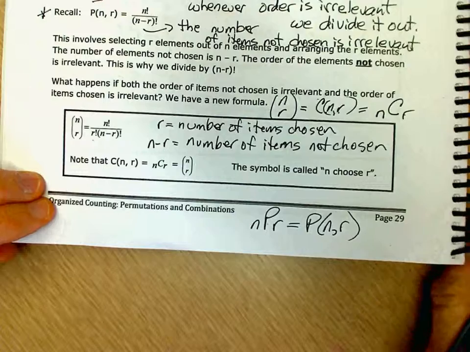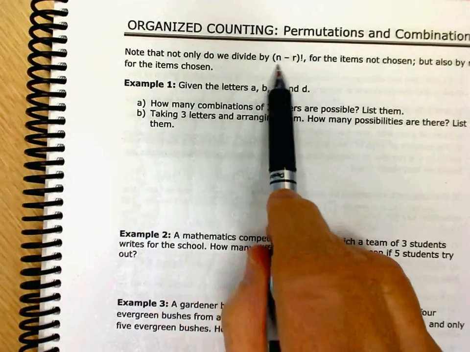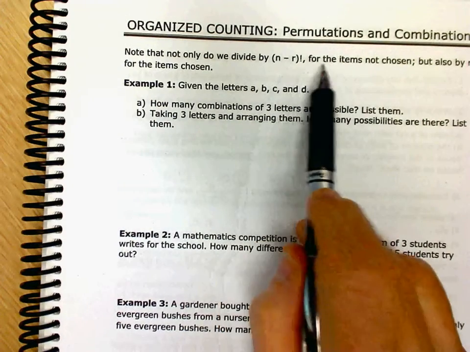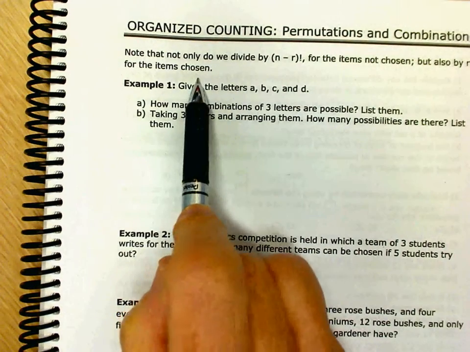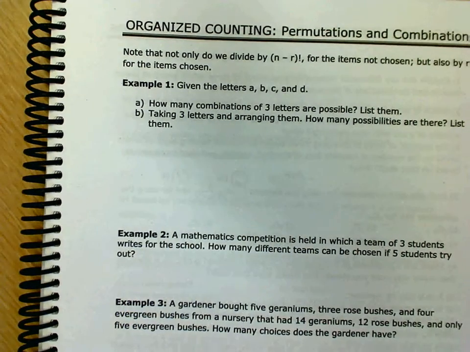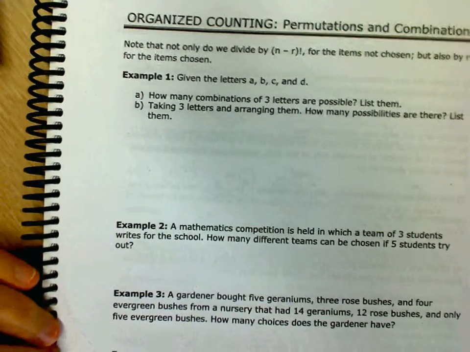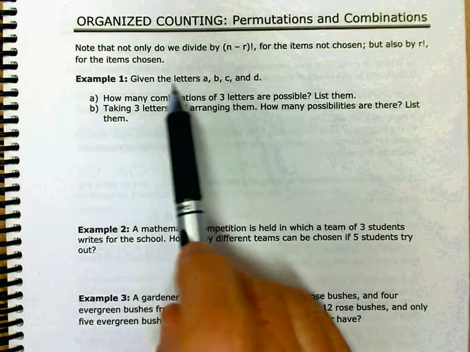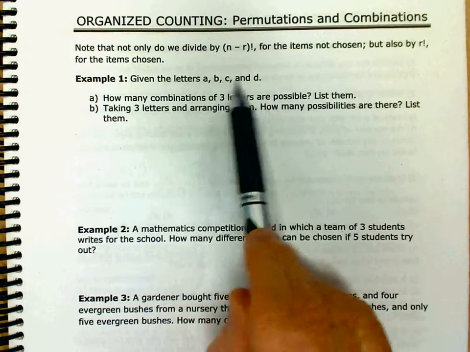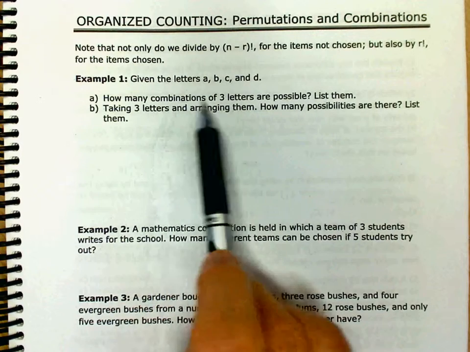Okay, I think it's worth noting that not only do we divide by n minus r factorial for the items not chosen, but by r factorial for the items chosen, okay? Because the order of those items is not important. So let's take a look at this. I want to make sure that you understand the difference between combination and permutation. Given the letters A, B, C, and D, how many combinations of 3 letters are possible?